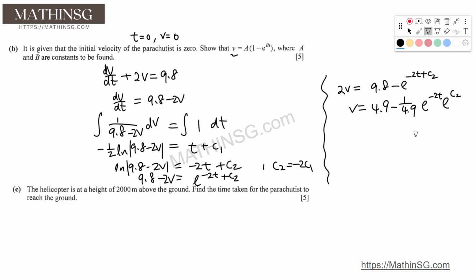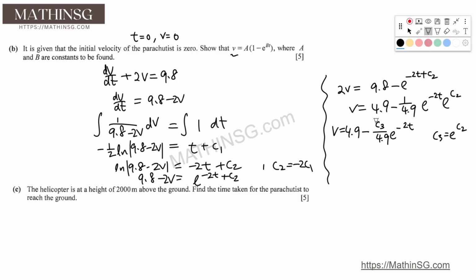I want to let c3 equal e to the power of c2, because e to the power of an arbitrary constant is just an arbitrary constant. So I'll change this to an arbitrary constant, which I call c3. So I have v equals 4.9 minus c3 over 4.9 e to the power of minus 2t.